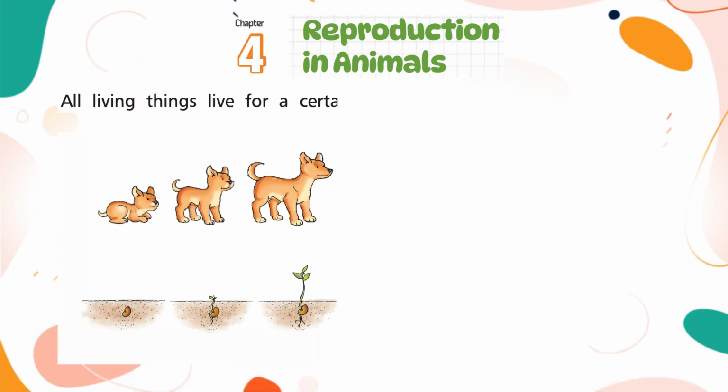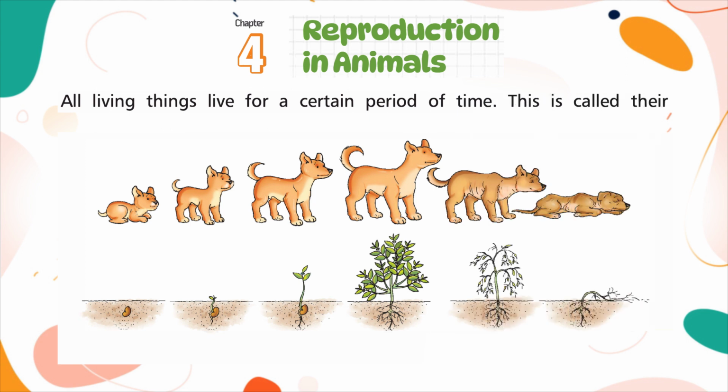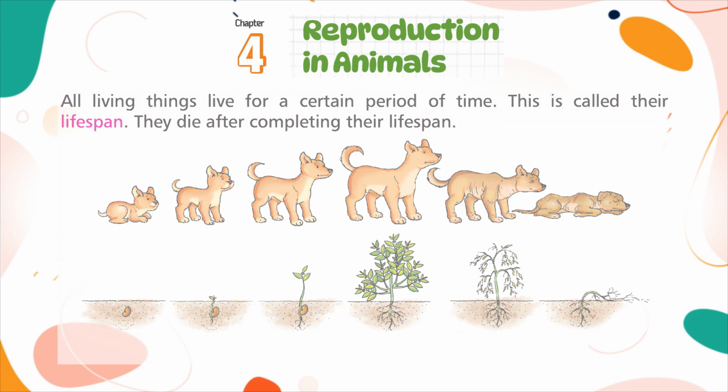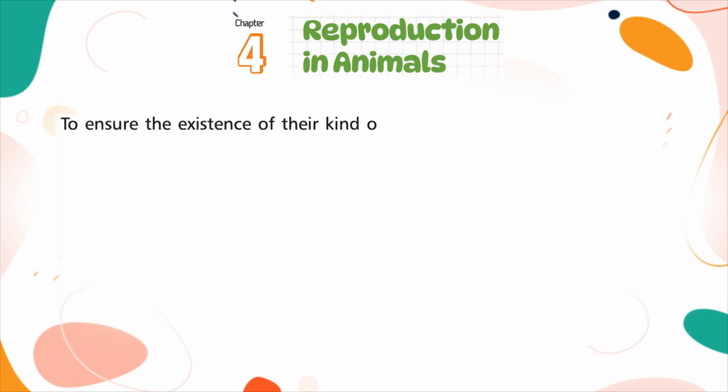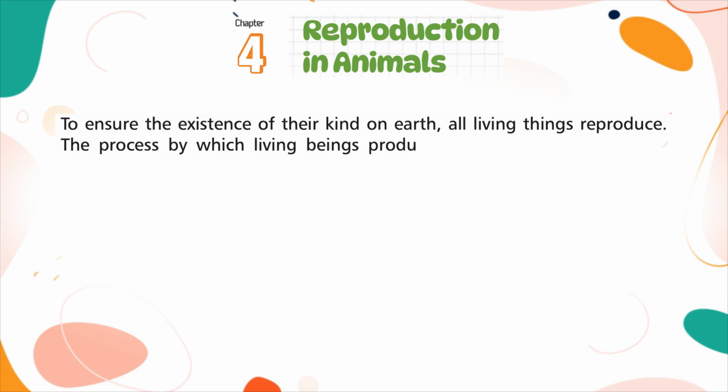All living things live for a certain period of time. This is called their lifespan. They die after completing their lifespan. To ensure the existence of their kind on Earth, all living things reproduce. The process by which living beings produce more of their own kind is known as reproduction.